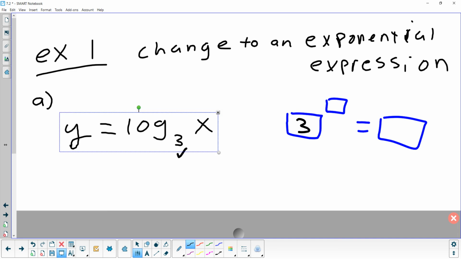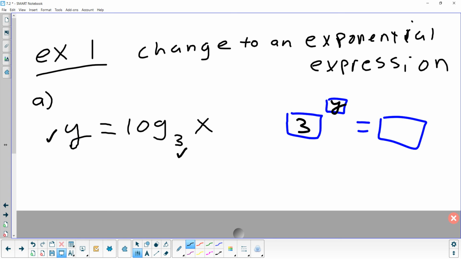Okay, next thing. Logarithm always equals what kind of number? I wrote that in green off to the side. Logarithm always equals the exponent. So y is my exponent. So that's y. So we got that.